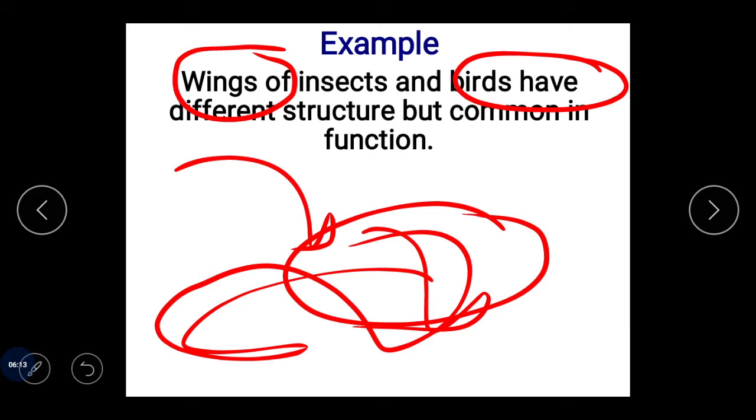Why? Although the structure is different, you will find different structures in case of the wings of both insects and birds, but they have a common function: insects and birds use these organs to fly. So there is a concept of evolution. Although the structure is different, the evolutionary relation is that there is a common function, and that function makes us understand that there is a relationship between the birds and the insects.